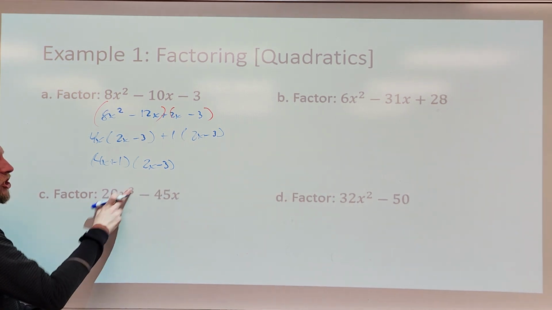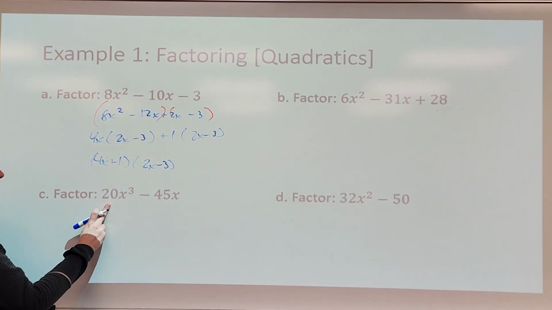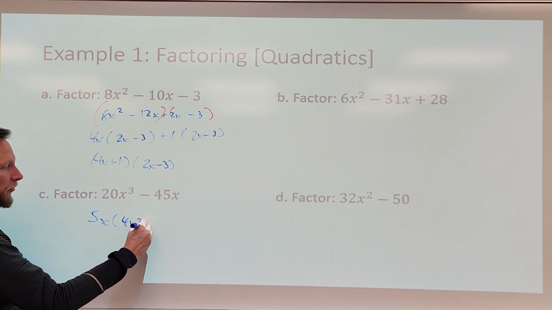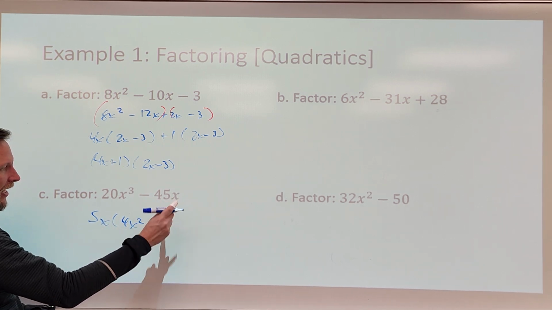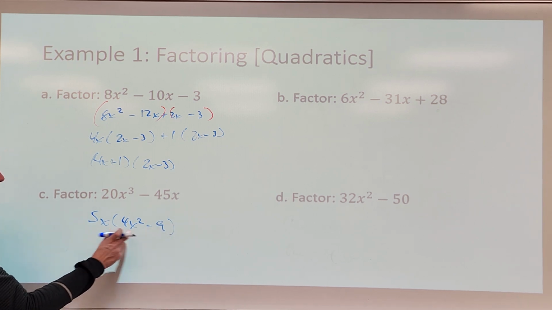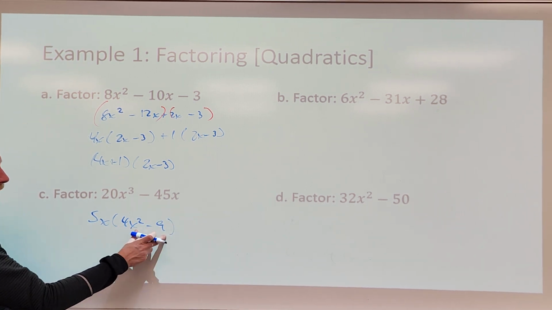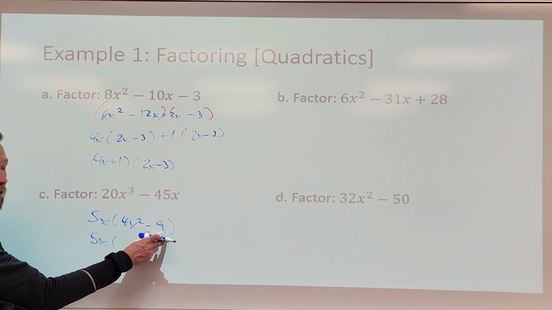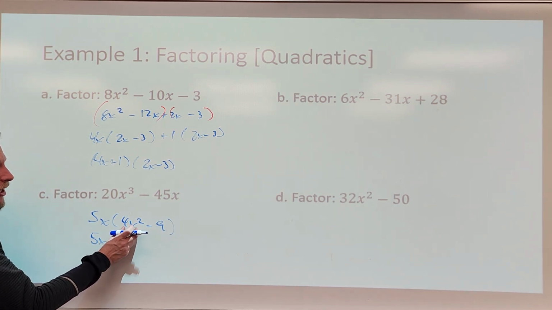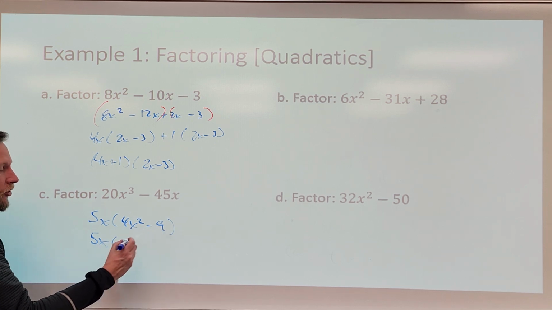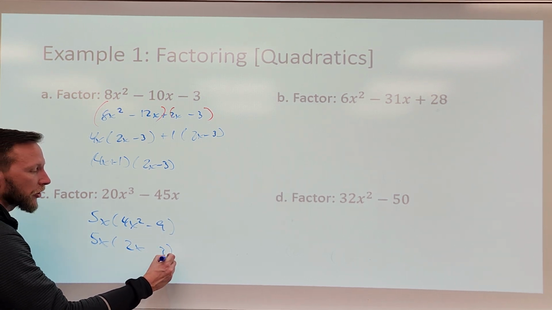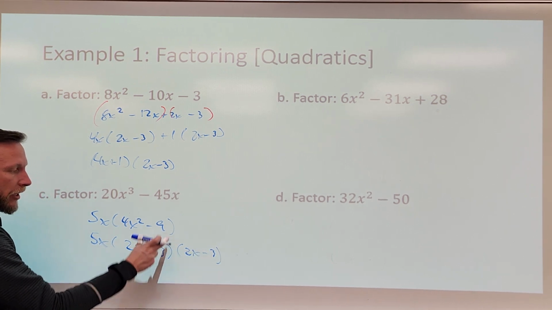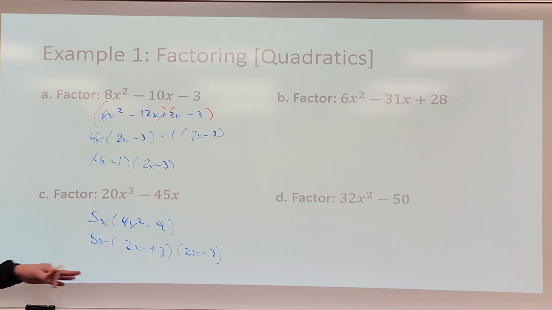Sometimes we need to find a GCF first. This has a factor of 5 and x times 4x squared, 5 and x times 9. And so we have a GCF multiplied by this quadratic. But this quadratic we know fits that mold of a difference of squares, where we have 2x times 2x minus 3 times 3, which means we're going to take the 2x and the 3 and we will separate them by a plus and a minus. And that is the complete factored form for that difference of squares.